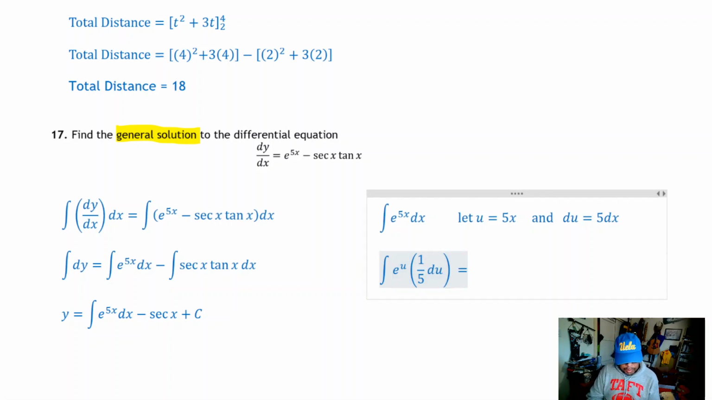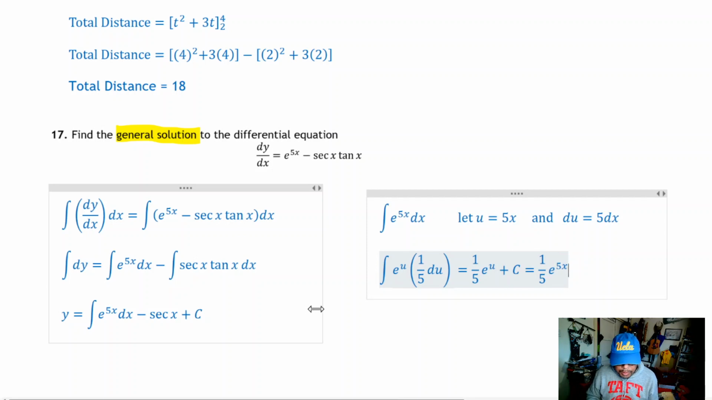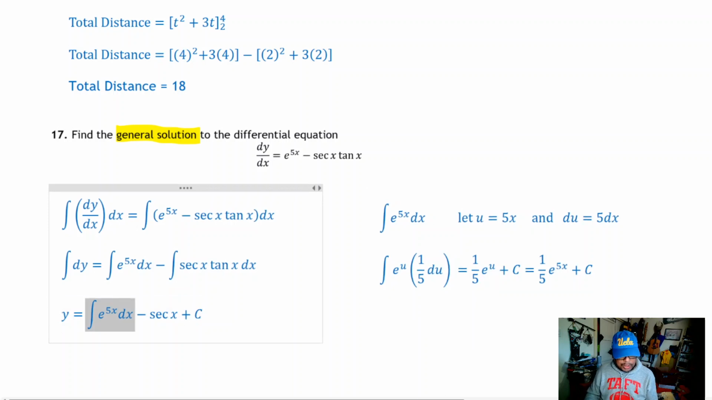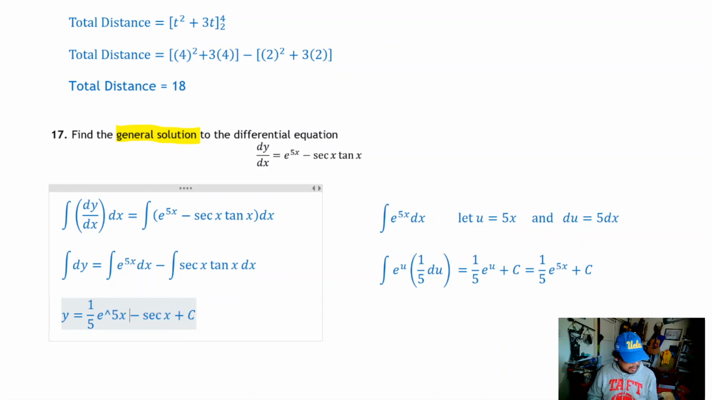When I take my antiderivative, that 1/5 is going to persist, and then the antiderivative of e to the u du is just e to the u, and of course plus constant, and that's equal to 1/5 e to the 5x. All right, so now we have that. I should be more correct and put a plus constant here. Now that I have that, I can change this to 1/5 e to the 5x plus C, and we're finished with this. It's hopefully a pretty simple problem.